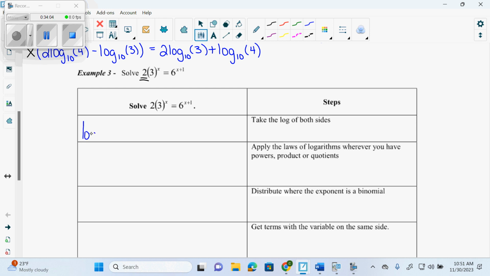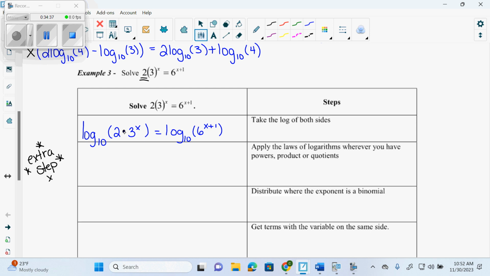We get log base 10 of 2, which is technically multiplied by 3x, equals log base 10 of 6x plus 1. And this next step is where I stop. I either can mark and keep going, or I know you're wrong. Because this is the only extra step when you have that extra number. There's one extra step, and then we're back to what we did on all the previous questions.